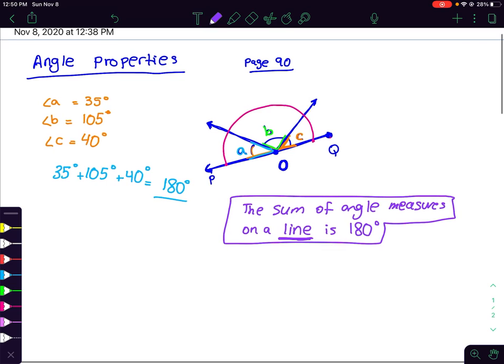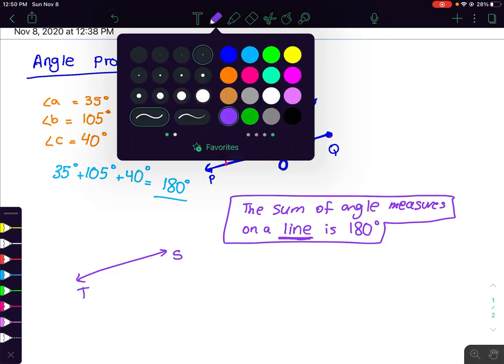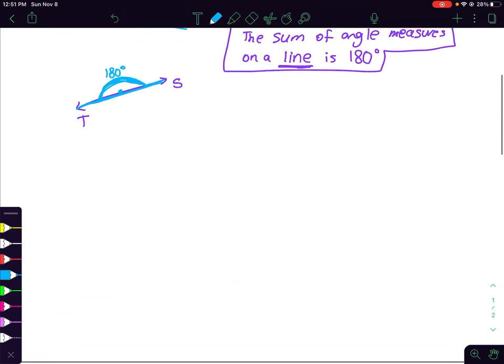Any line that we have, for example, line S and T, and I ask you to measure it with your protractor and see how much that is, this is going to be 180 degrees. So the measure of a line is 180. There's no exceptions. Okay, now we're going to the next thing that we need to learn.